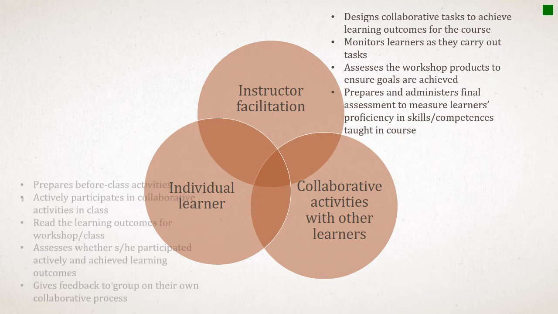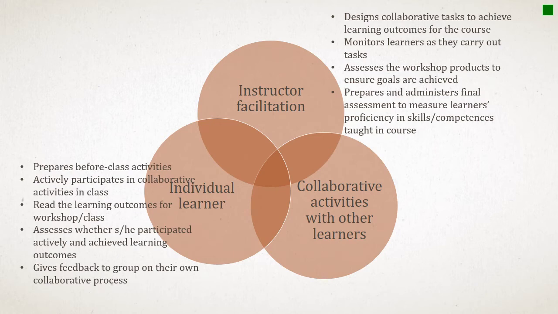On the other hand, the individual learners have to prepare before the class any activities that they're required to do, such as readings or watching videos. They also have to actively participate in the actual class sessions themselves by doing the activities and carrying out the roles. This is important because the learner is expected to know all of the roles that could occur during a collaborative process so that they can step into that role at any time.